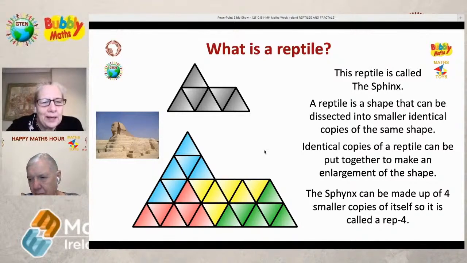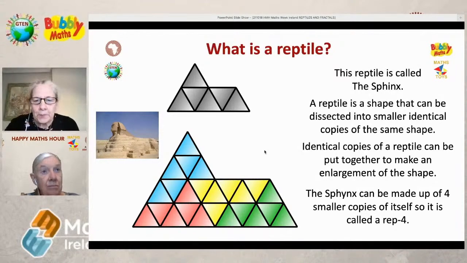That shape looks a bit like the Sphinx, hence it's called the Sphinx. I can see a blue, a red, a yellow, and a green, and each one of those is basically a smaller Sphinx. So it's a rep four because it's made up of four copies of itself. Oh yes, the grey one on top is an example of one of the copies.